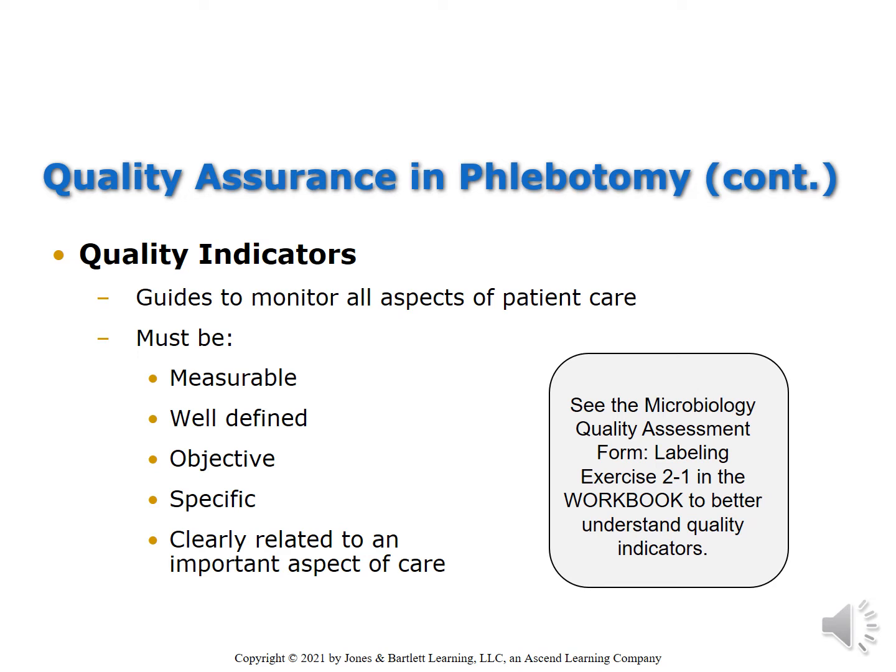One of the most important aspects of setting up a good QA identification and evaluation process is establishing quality indicators to monitor certain areas of patient care. For example, the lab must have quality indicators to monitor pre-analytical, analytical, and post-analytical processes.